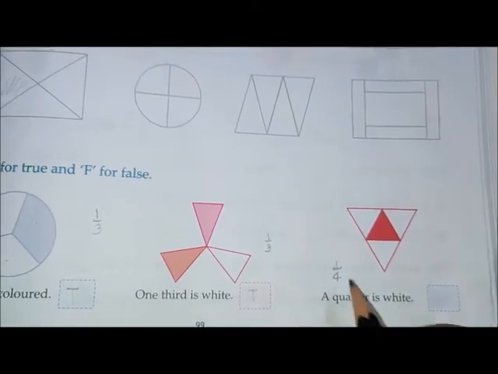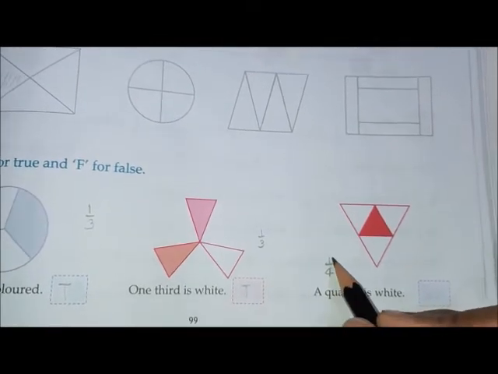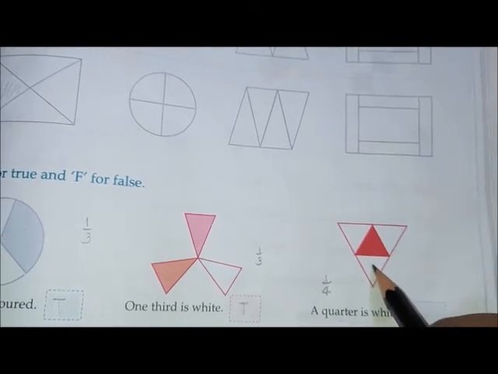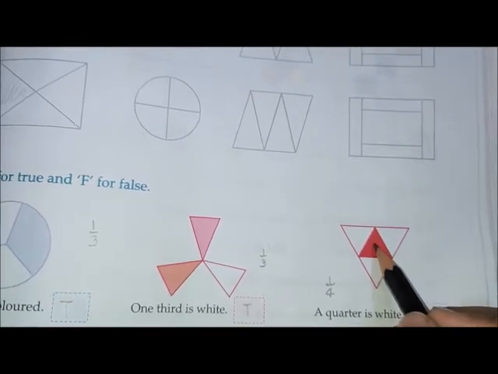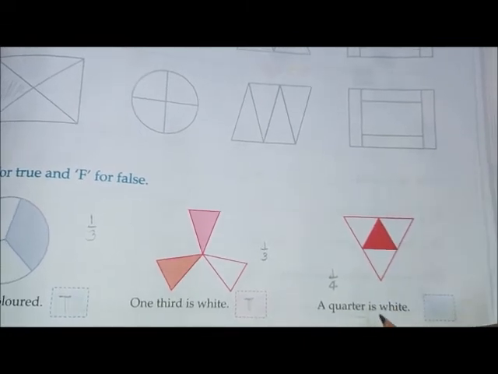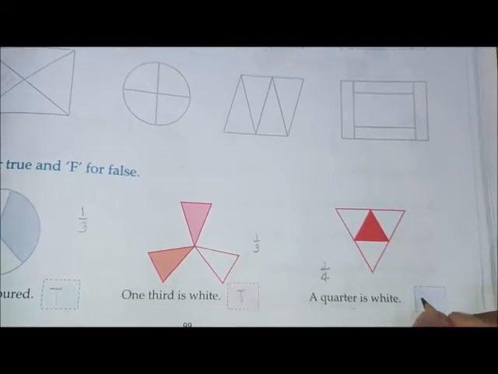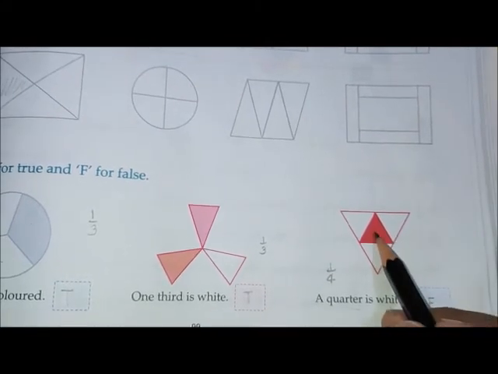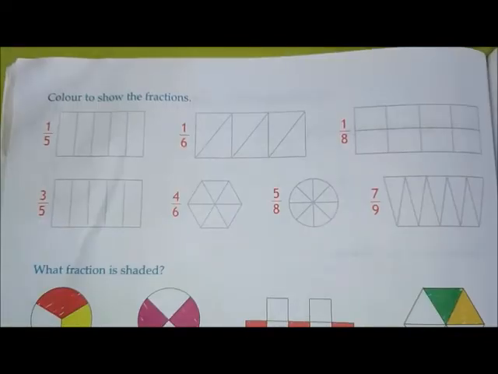Quarter हम क्या बोलते हैं, किसे बोलते हैं 1/4 को. So 1/4 part is white. This is false because 1, 2, 3 parts are white and 1 part is colored. So यहाँ 1/4 is colored part के लिए होगा and it is said it is white. So that will be false because 1/4 part जो है वो colored है, white नहीं है.